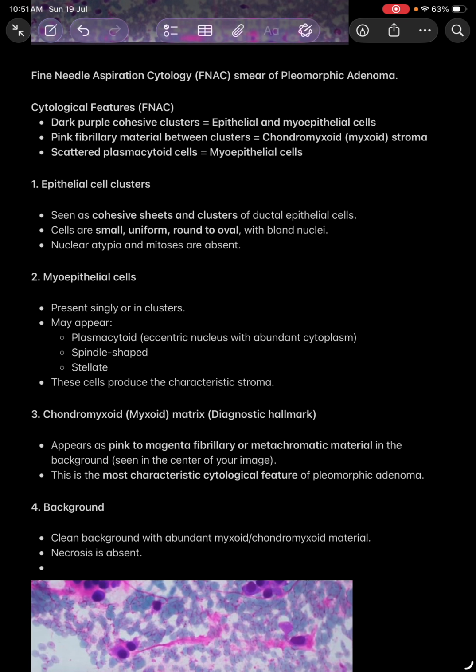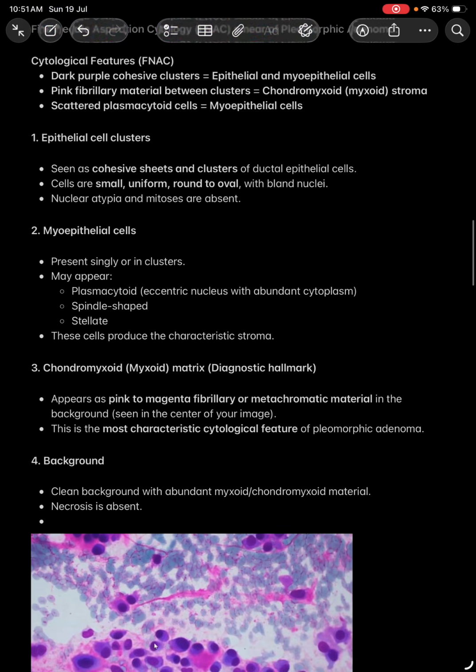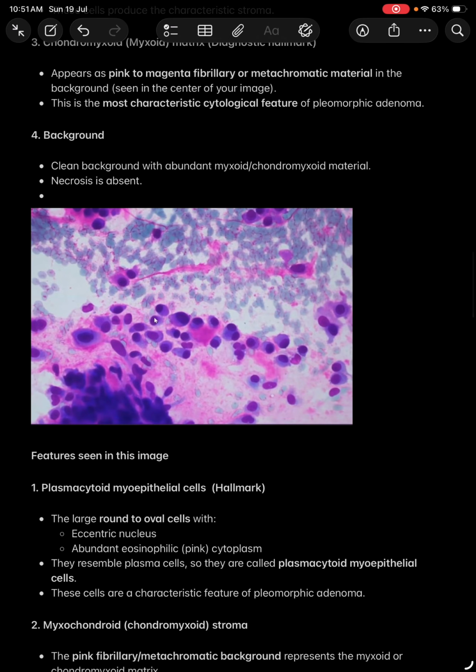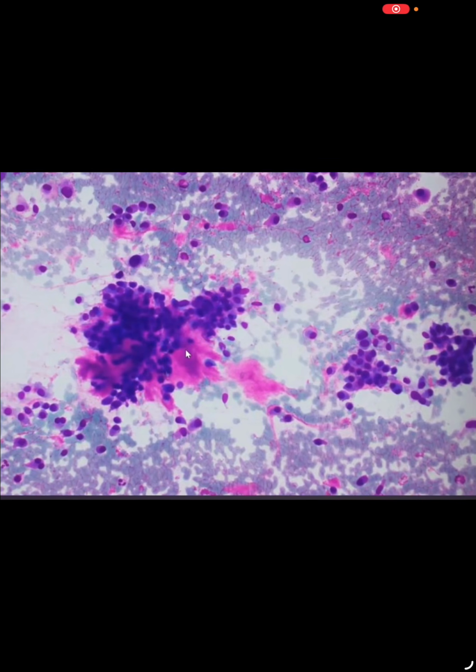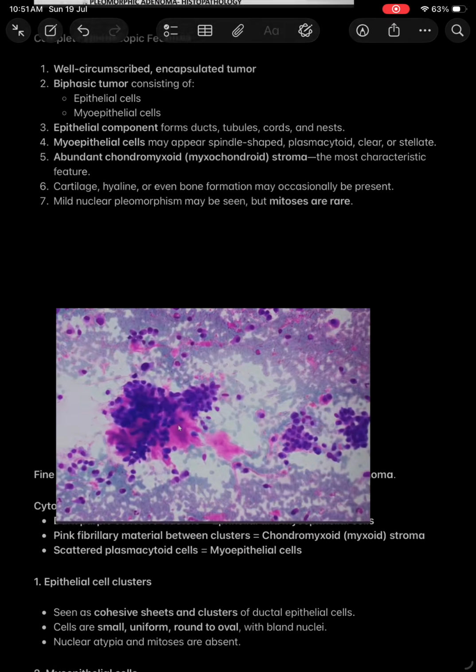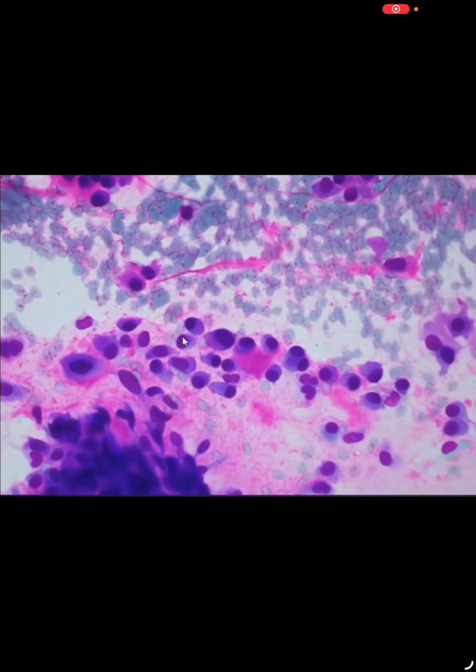This is the most common characteristic cytology feature of pleomorphic adenoma. The background is clean, with abundant myxoid chondroid material. Necrosis is absent in this smear. This is also a smear of pleomorphic adenoma.